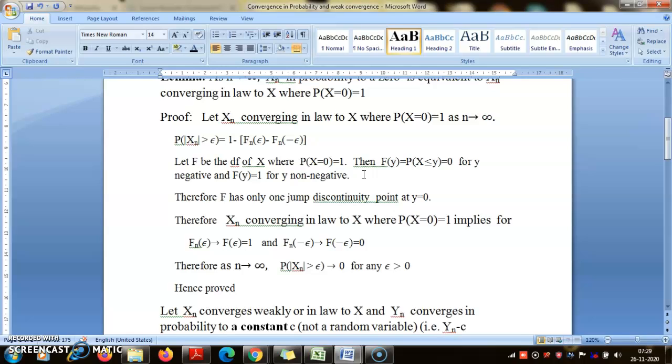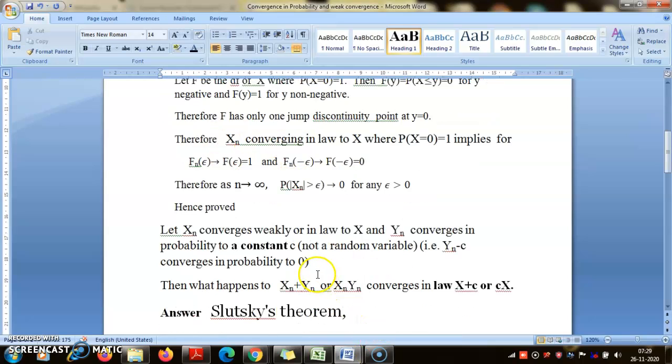So if you take the limit of probability mod Xn greater than epsilon, then that will go to 1 minus, and this difference will be 1 minus 0. So the limit is 0. Hence we have this result.